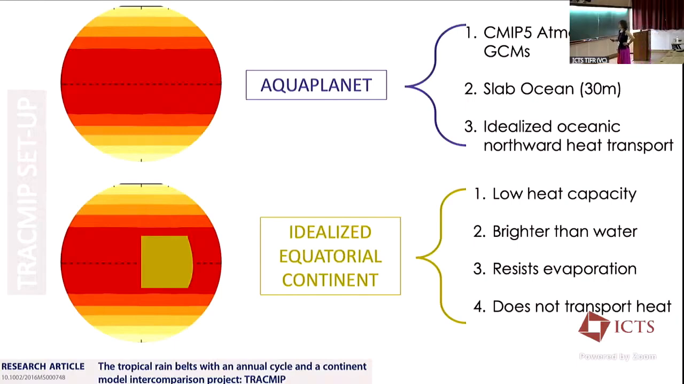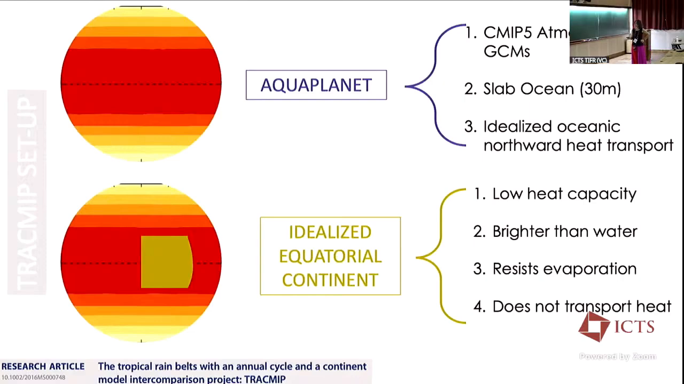We put the low heat capacity. We made it brighter than water. Okay, so we changed it a little bit. We put some fudge factor in the evaporation so that it would resist evaporation. Whenever the atmosphere asked for X, the land would give it X over 2. And of course, it doesn't move, so it's not going to transport heat.